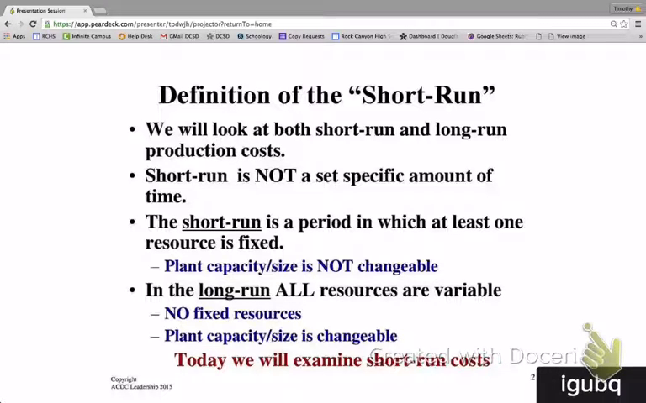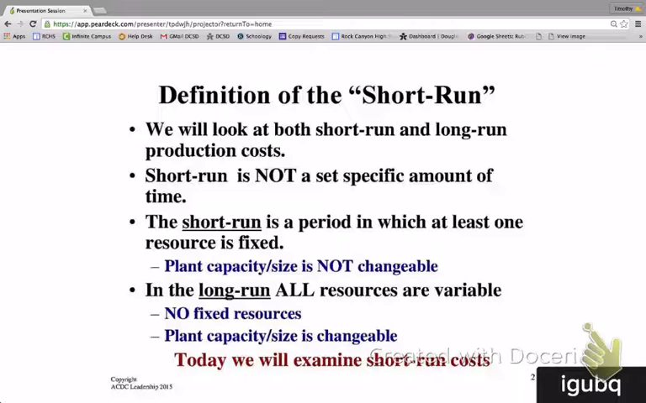Typically, this would be the size of the plant and the plant capacity, which would be capital for the firm. It's possible that other resources such as raw materials and labor could be fixed, but oftentimes it's capital that's fixed. Because if you think about it, if a firm is producing in a given space and its factory, it takes a while to be able to expand it or build a new one. And so in a certain period of time, that is not changeable.